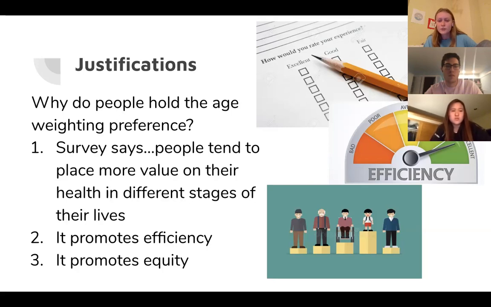The next step after observing that people hold these preferences is justifying why they do this, as this points to the validity of using age weights. These are the main three justifications for age weighting.